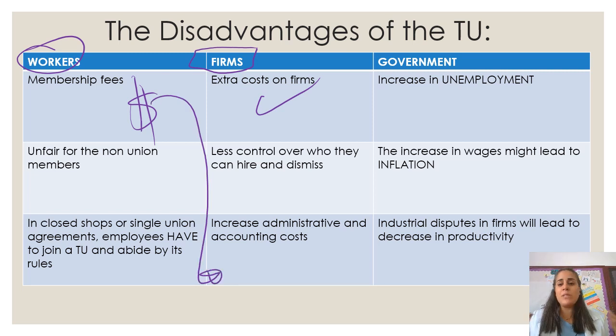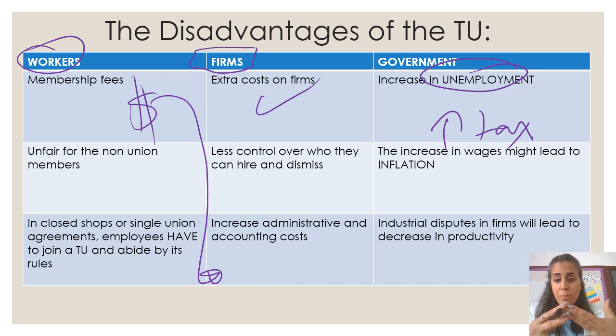To the government, how is it bad? It is bad because it might lead to increase in unemployment. And this is one of the macroeconomic objectives. So what the government tries to achieve is to get full employment in the country. So why would that happen? Because the country will have to pay welfare payments, which means I'm talking about unemployment benefits. And in order for the government to afford to do that, they might have to increase tax on the people that are already working.